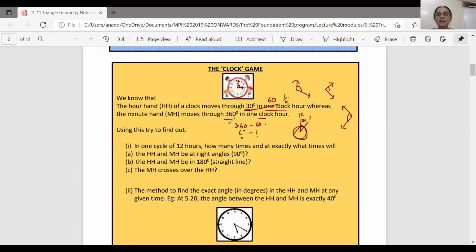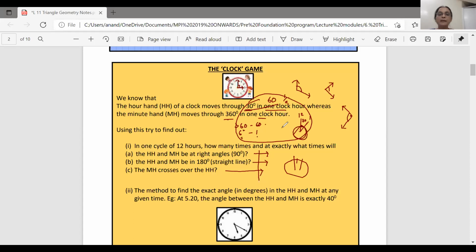Now use this, think over this a lot, and then work on these questions. When will the hour hand and minute hand make right angles? When will they make a straight line? How many times in 12 hours? And then how many times will the minute hand cross over the hour hand? Every hour, how many times will the minute hand cross over the hour hand, and at exactly what time? This will be a big research question for you.